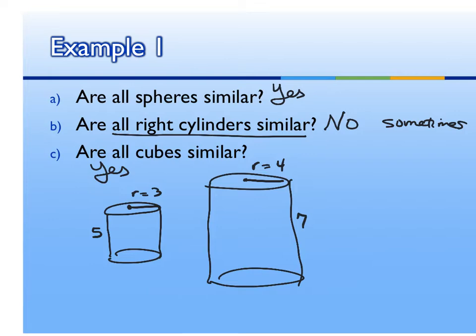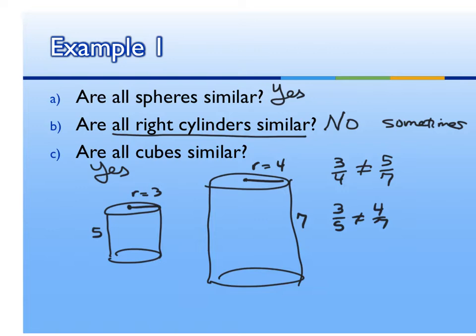So for this one, I need to compare the linear ratios. So I can either do radii to radii, so 3 to 4, and it needs to equal height to height, which is 5 to 7. Notice these are not equivalent ratios. Even if I did radii to height, so 3 to 5 and 4 to 7, it's still not the same ratio. So this would be an example where these 2 cylinders are not similar.